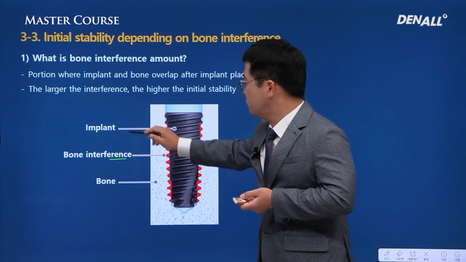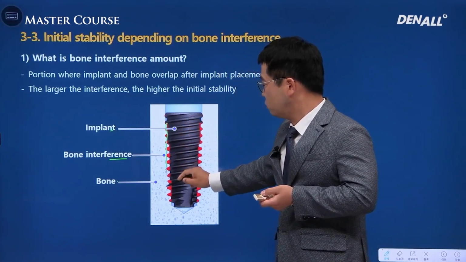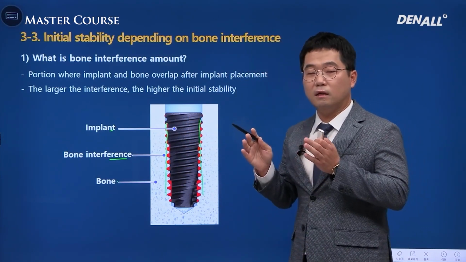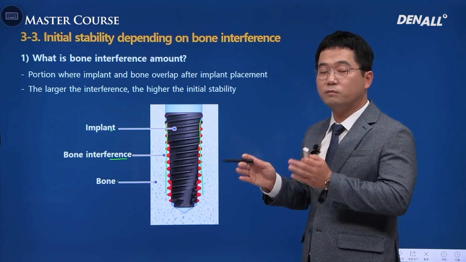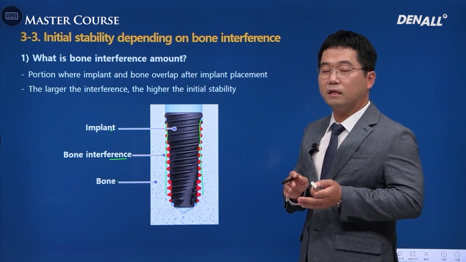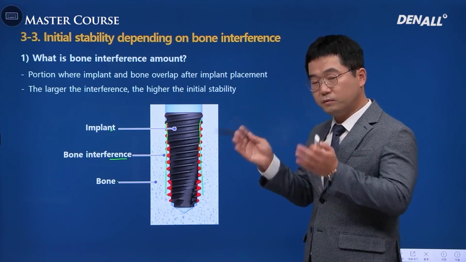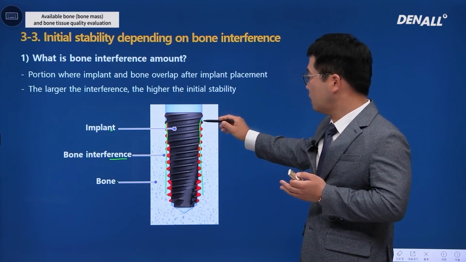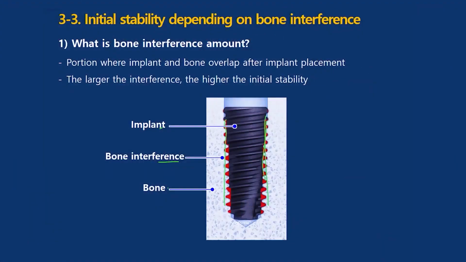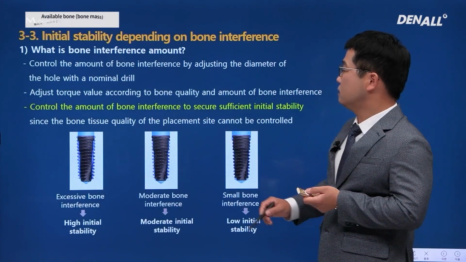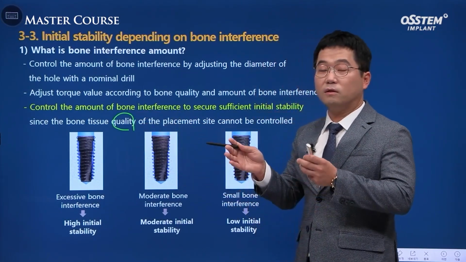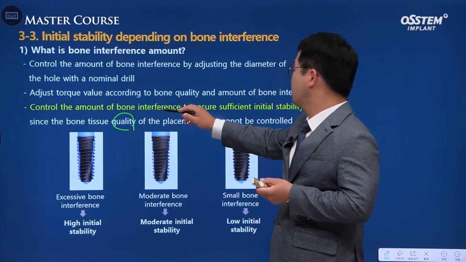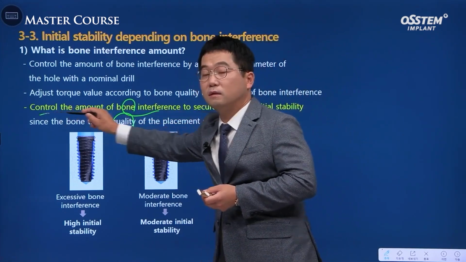Bone interference is shown in red. How much of it are you going to adjust? Are you going to use nominal drill, or are you going to use a drill one size smaller or one size bigger? Depending on bone quality, you can adjust the bone interference. If you look over here, we cannot control bone quality, and what we can control is the bone interference. We need to do this to get the desired primary stability.